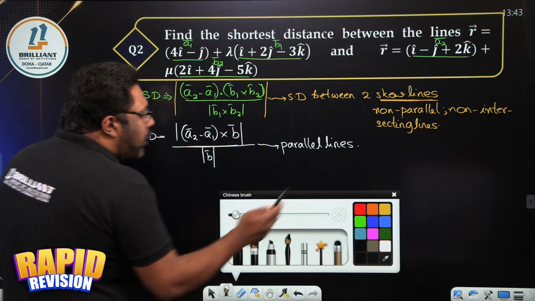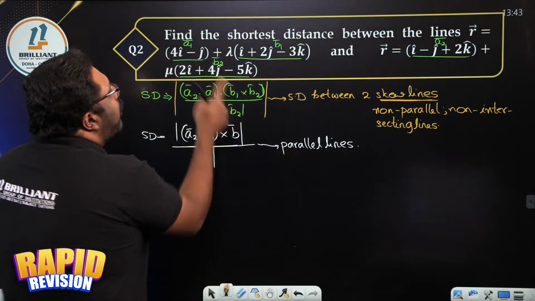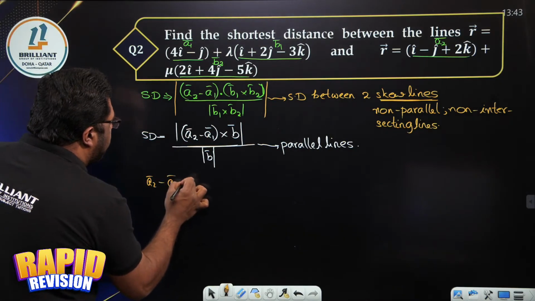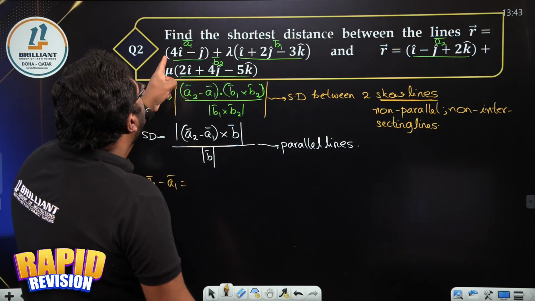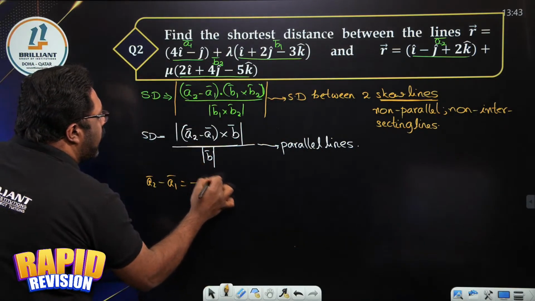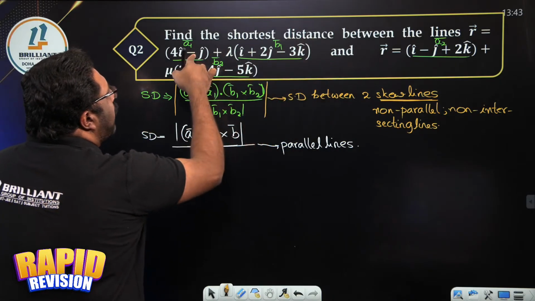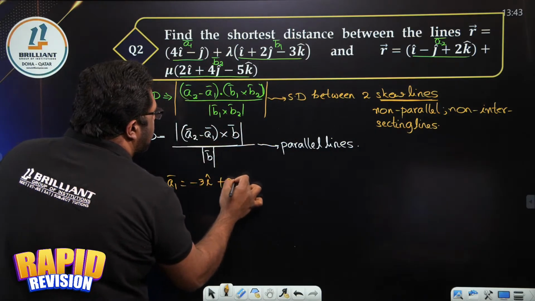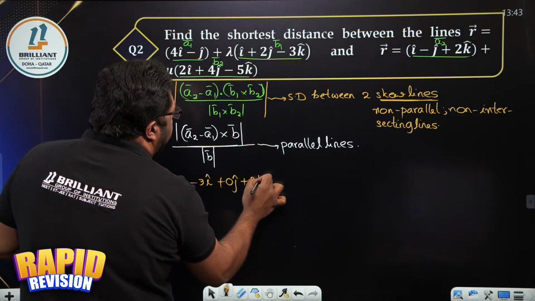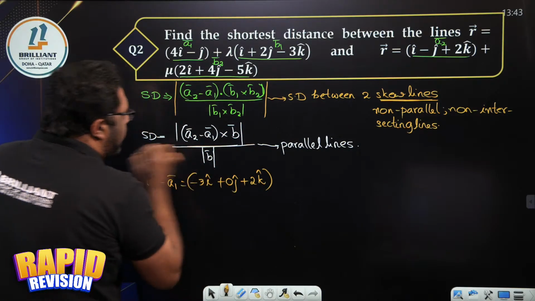Now here, let me go for the answer. I'm trying to find what is A2 minus A1. So first, A2 minus A1. Subtract the 2 vectors. So 1 minus 4, minus 3i. Minus 1 plus 1, 0j. 2 and 0k, it's 2k. So this is my A2 minus A1.